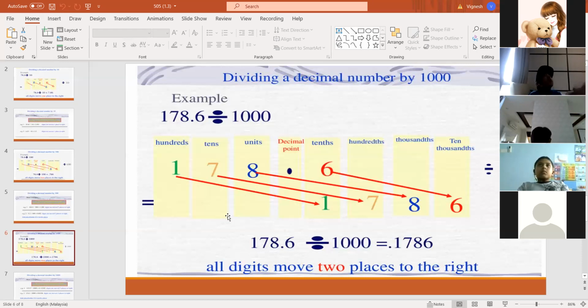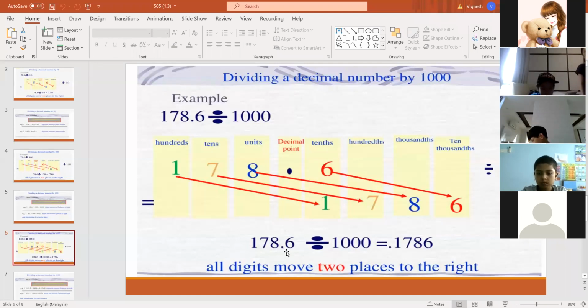Okay, as you see in the example here, 178.6. That means divide by 1000. You are moving 3 decimal places to your left. If you want to show the working in your exam paper, please show your arrow. 1, 2, 3. This is what I prefer. Please show the arrow.